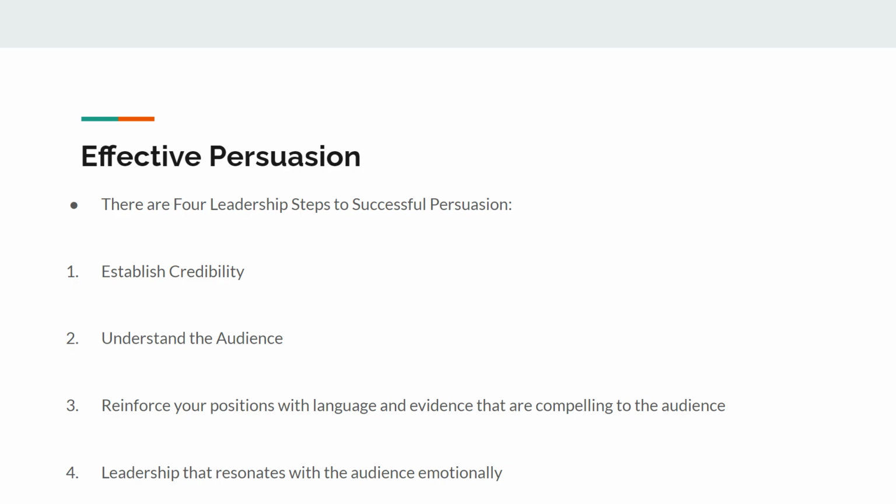Number 3, reinforce your positions with language and evidence that are compelling to the audience. This refers to the language you choose to use and the evidence that you present. You have to keep your audience focused and interested in the presentation that you are giving. If you bore them with plain language and uninteresting evidence, the audience may lose their focus and not take on board what you are attempting to say.